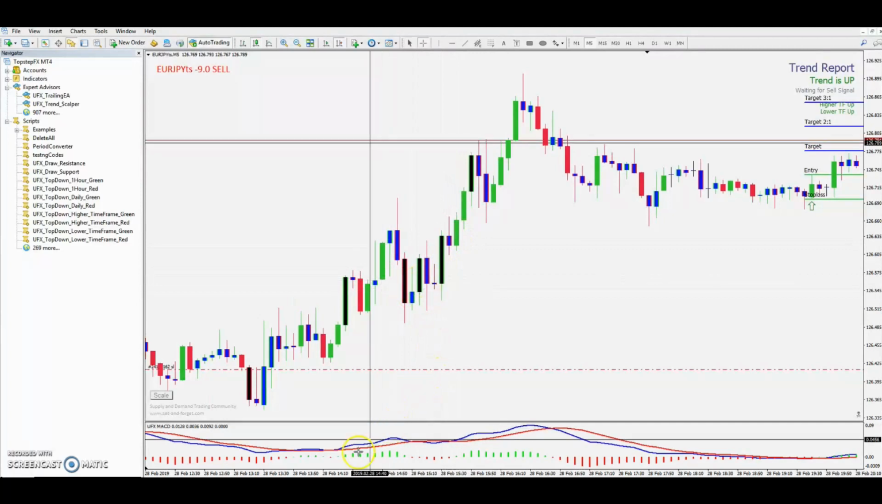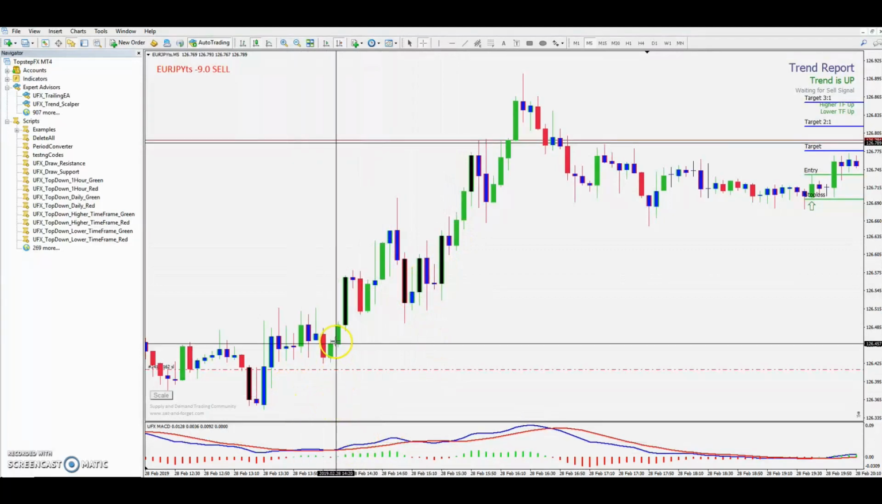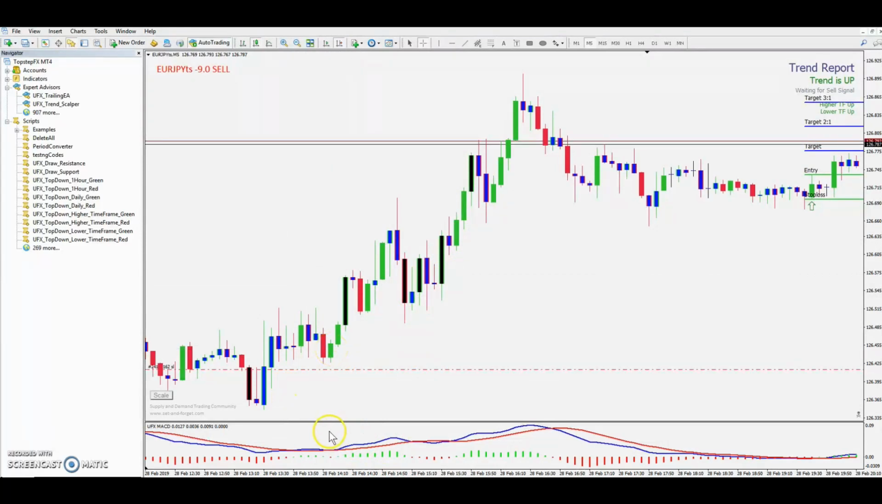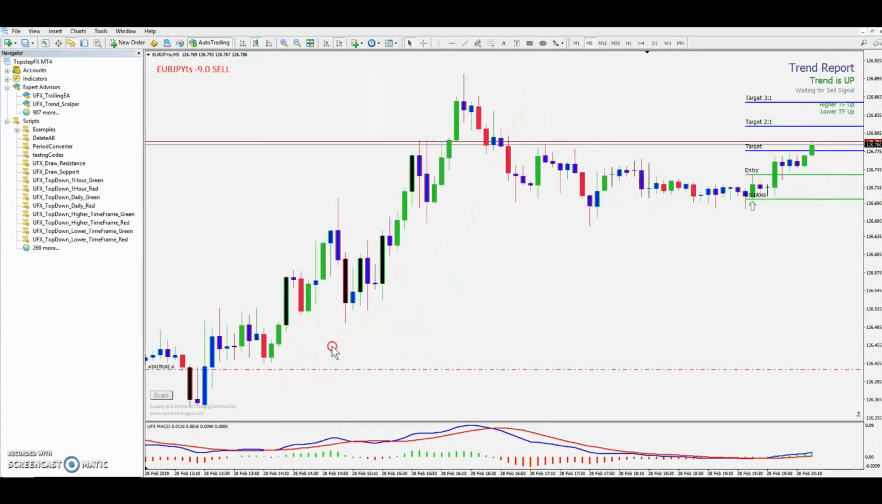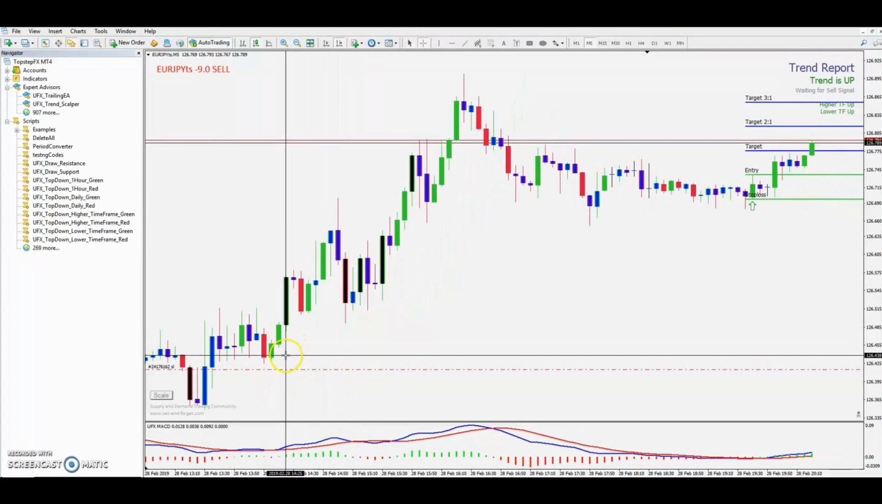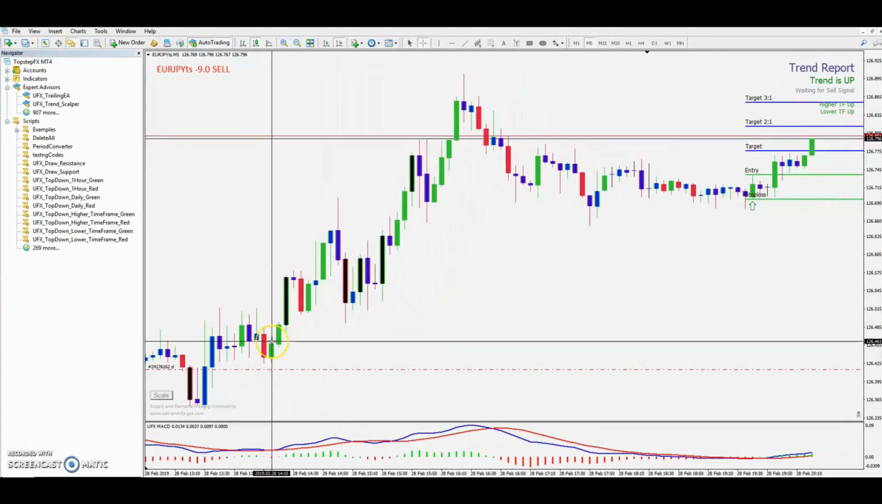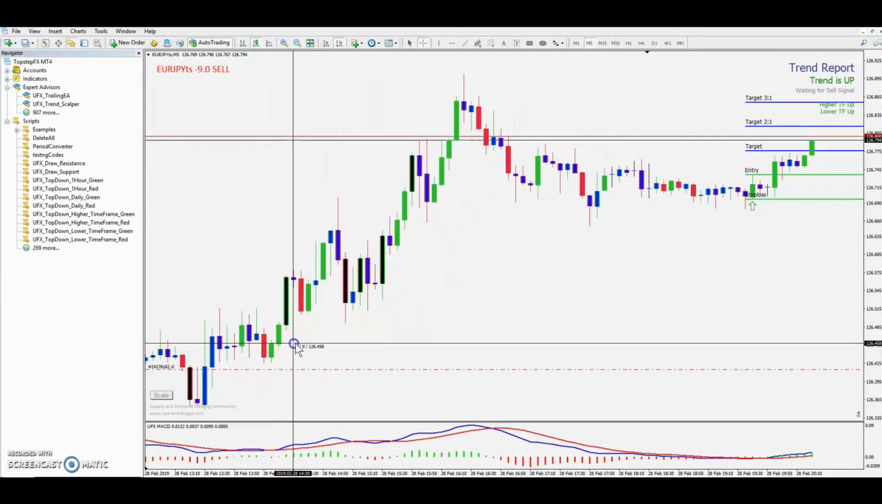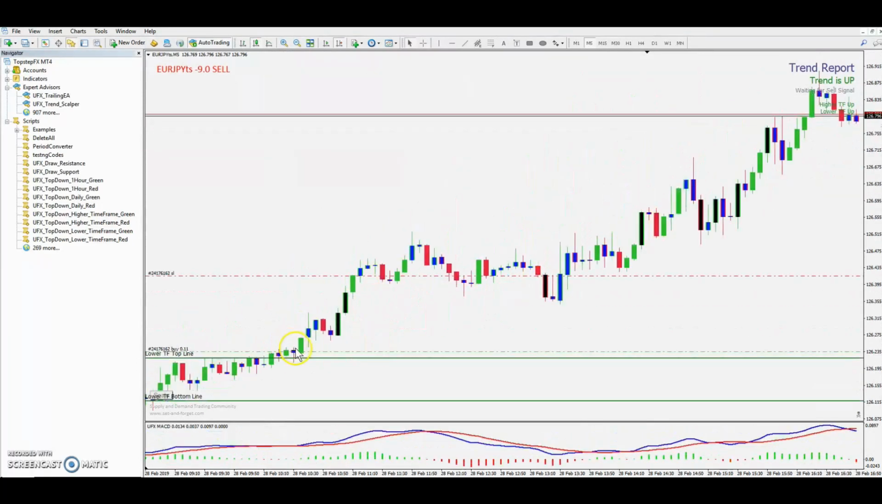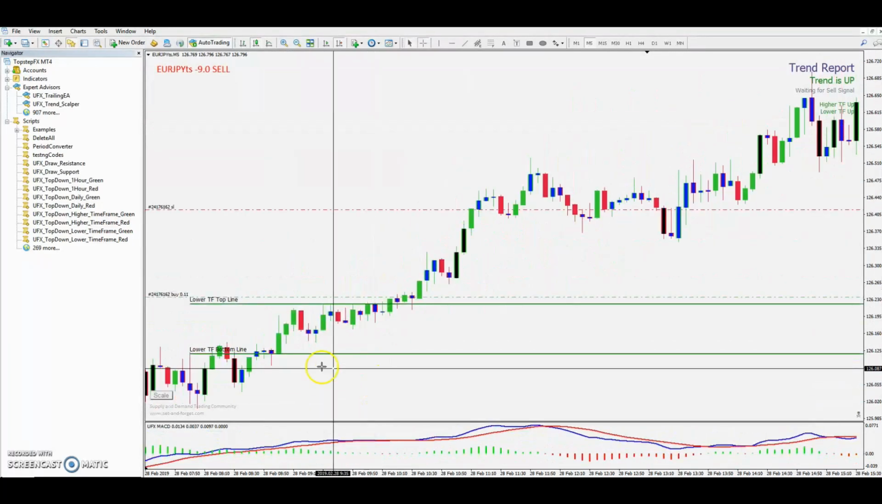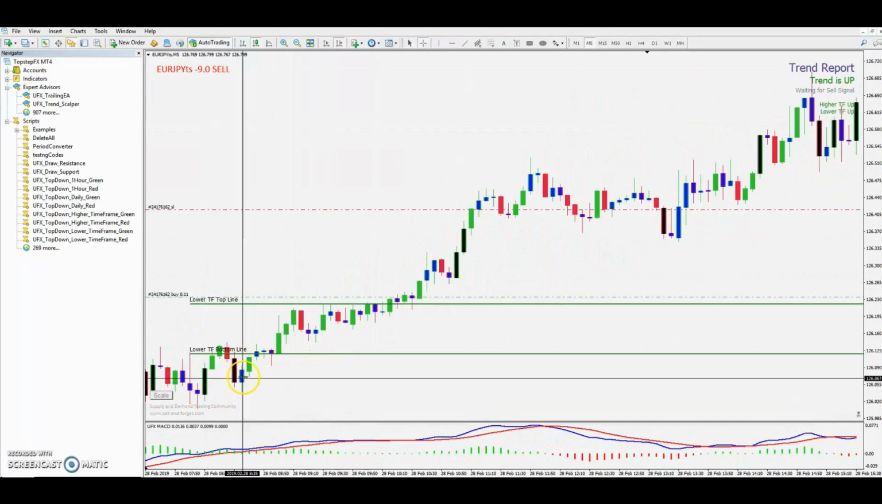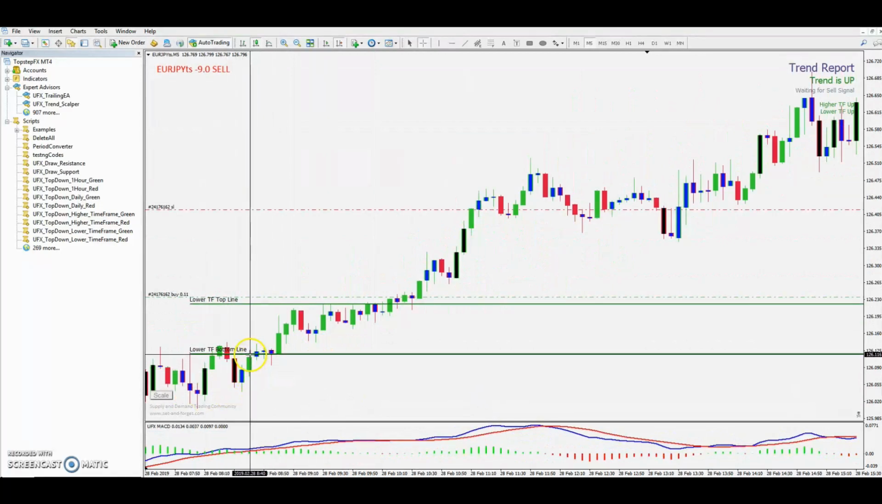So, as you can see the signal here, we're at the 0 line, just started to cross. We didn't get a higher high, higher low, so you might have wanted to wait. Right here, the signal here, higher high, higher low. Our MACD is green.